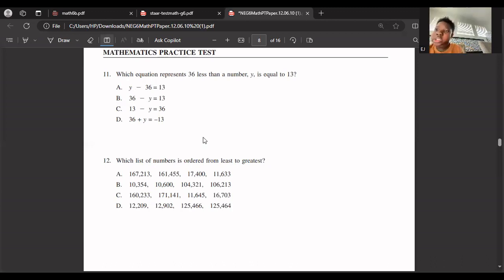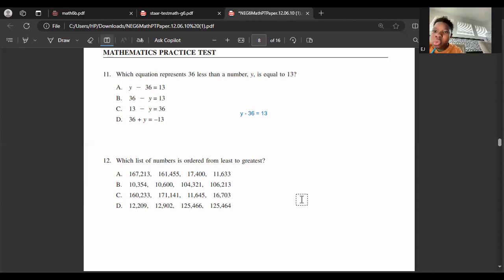Which equation represents 36 less than a number? Y is equal to 13. Great. 36 less than a number y equals 13. Which is the mathematical expression for that? 36 minus y equals 13. No, understand the question. 36 less than y. What would that be? Y minus 36 equals 13. Okay, I guess A was correct. So the answer is A.